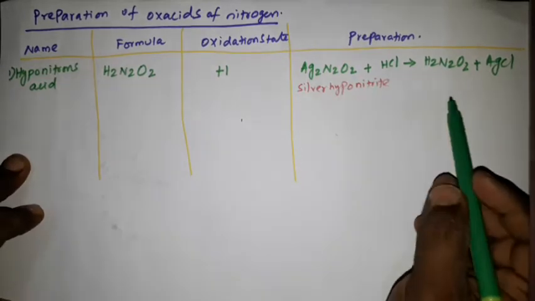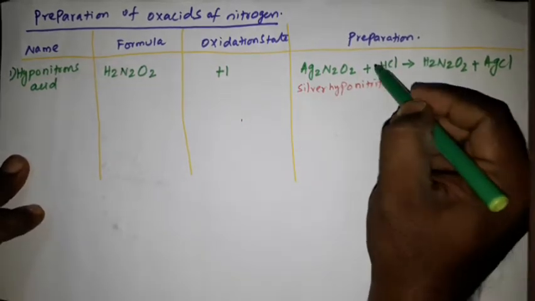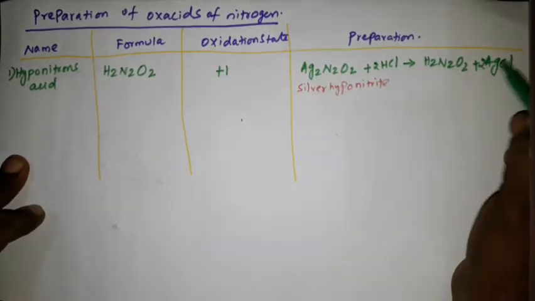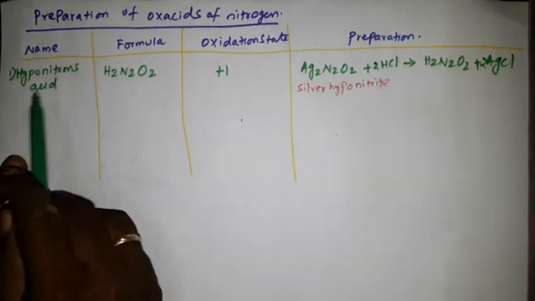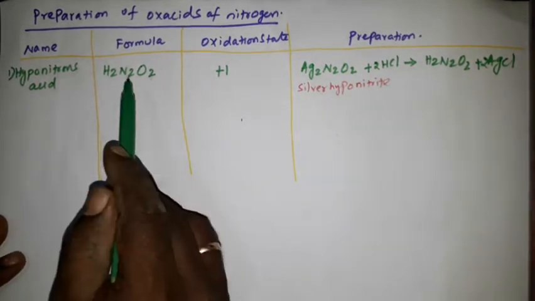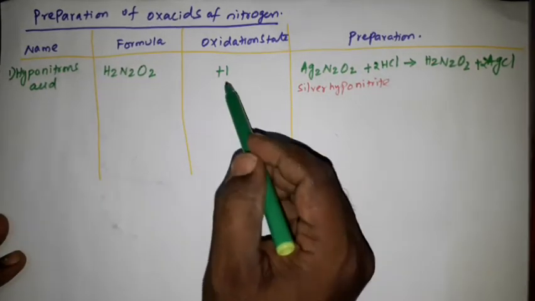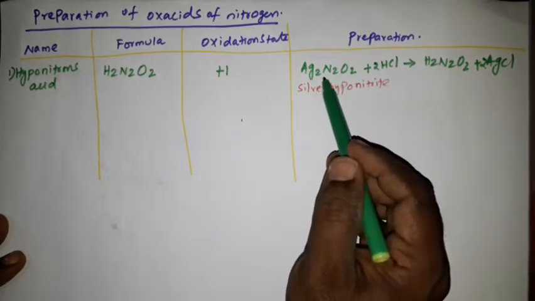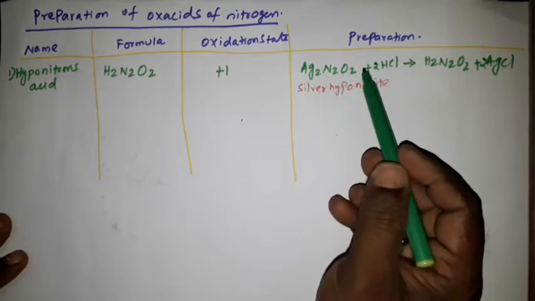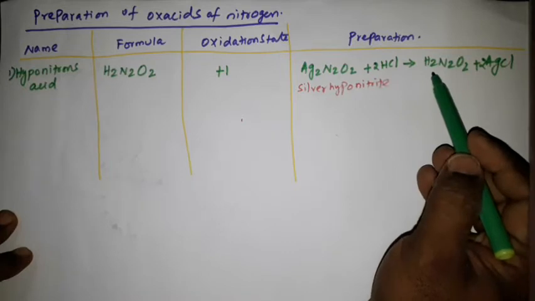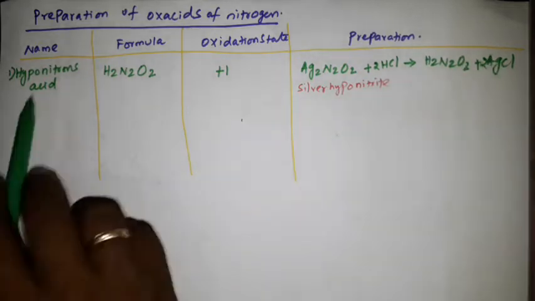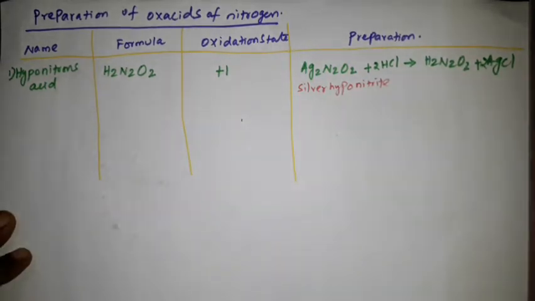Now balance the equation. Here 2 hydrogen, so put 2 here, so 2 HCl, then 2 Ag is here, so put 2 here. Now the equation is balanced. So hyponitrous acid is H2N2O2, and the oxidation state of nitrogen is +1. The preparation is Ag2N2O2 plus HCl, silver hyponitrite plus hydrochloric acid. When they react together, we get hyponitrous acid, H2N2O2, plus silver chloride, AgCl. So that's all about the preparation of hyponitrous acid.